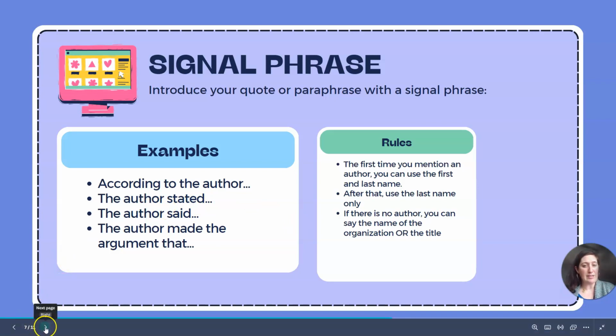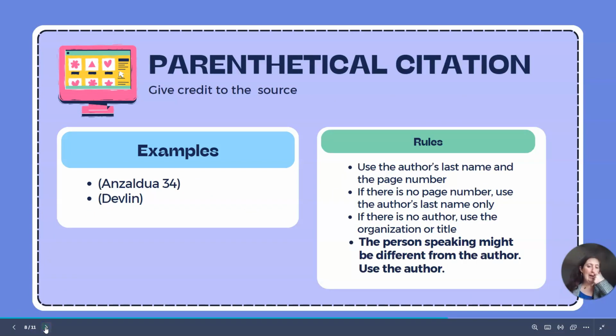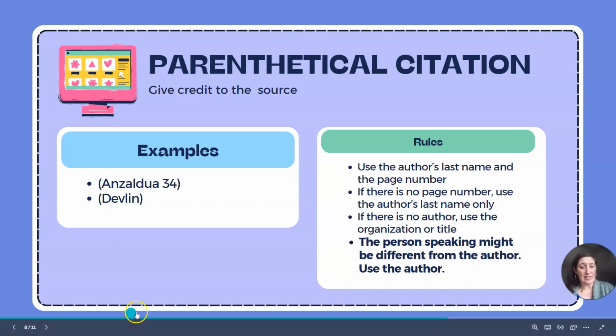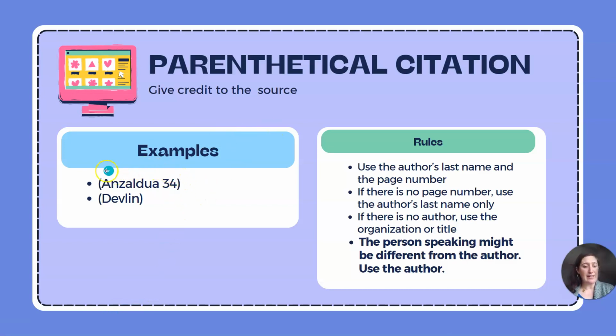So remember to always use a signal phrase. Okay? After a quote or paraphrase, we use a parenthetical citation that gives credit to the source. So here you see the parentheses I was talking about. They should be these round brackets that you can find on your keyboard over the number 9 and number 0 key. And you can see two different examples here.